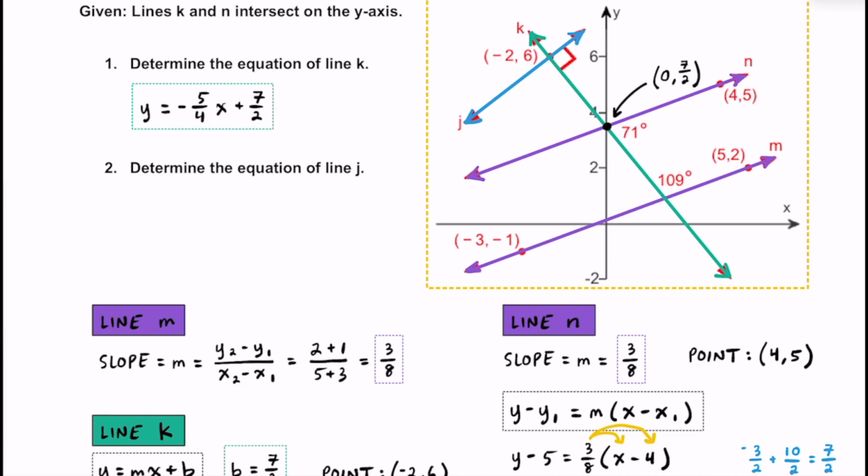Now let's go ahead and look at line j together. So what do we know about line j? Well, line j is going to be perpendicular to this line k. Notice this right angle symbol here. So if we know the slope for line k, let's just take the opposite reciprocal of this slope and use that for this final line. Not only are we going to take the opposite reciprocal of this slope, but we're also going to use this point of -2, 6, because that point is on line k and on line j. So we're going to use that point that we used earlier, but this time we're going to use it for line j with a different slope.